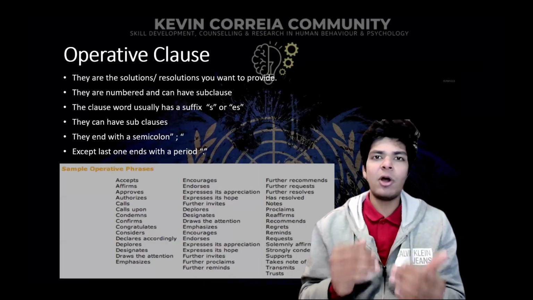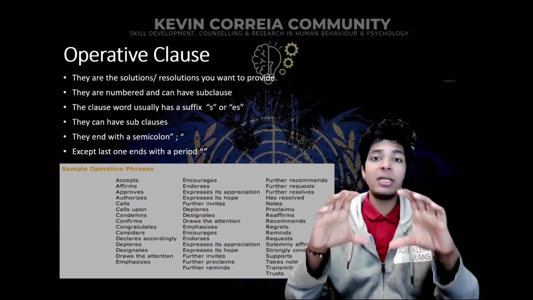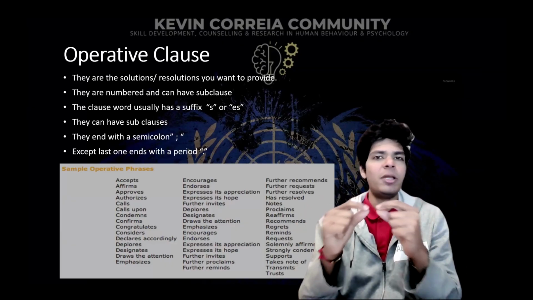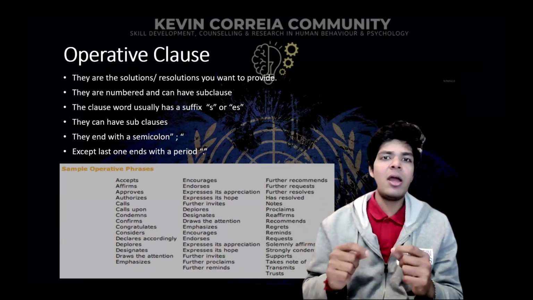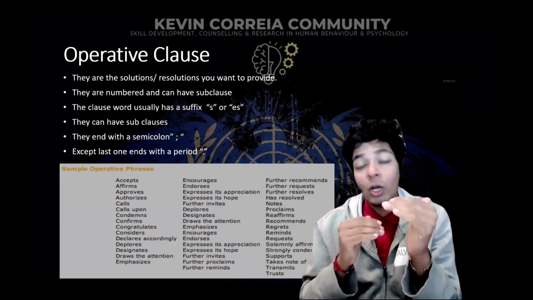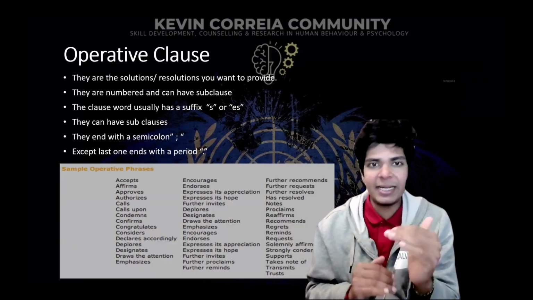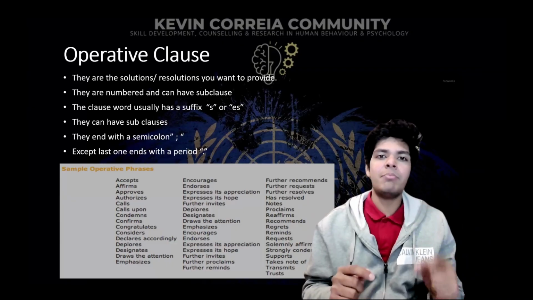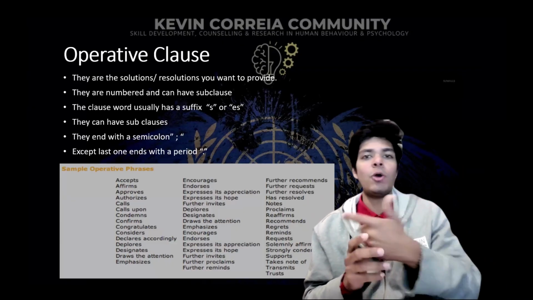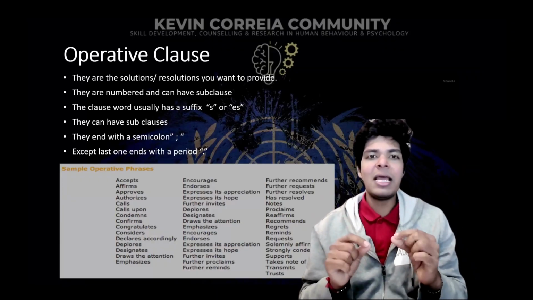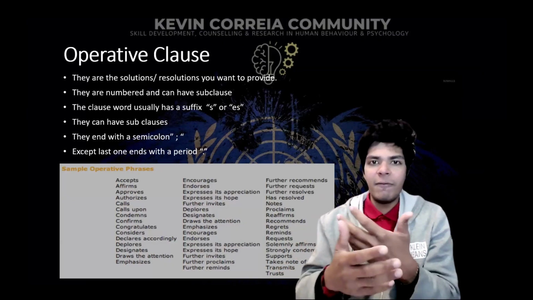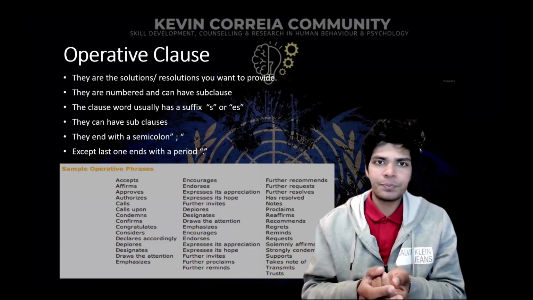Now, operative clauses are your solutions that you are providing to the particular concerns, problems, issues that you have mentioned in your preambulatory clause. So in your operative clauses, because these operative clauses can be amended, they are always numbered. Because then later when you want to either modify, delete, or add a particular clause, this numbering comes in use to the delegates who will be reviewing your paper in the room.